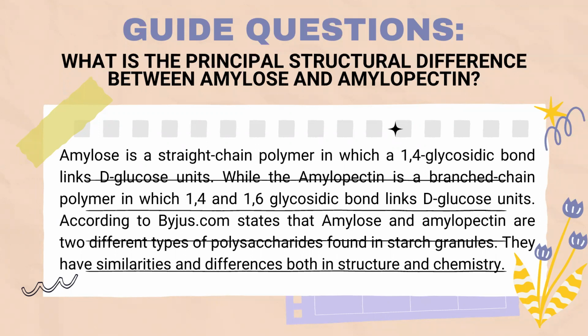According to BIOCHEM, amylose and amylopectin are two different types of polysaccharides found in starch granules. They have similarities and differences, both in structure and chemistry. Next slide, please.